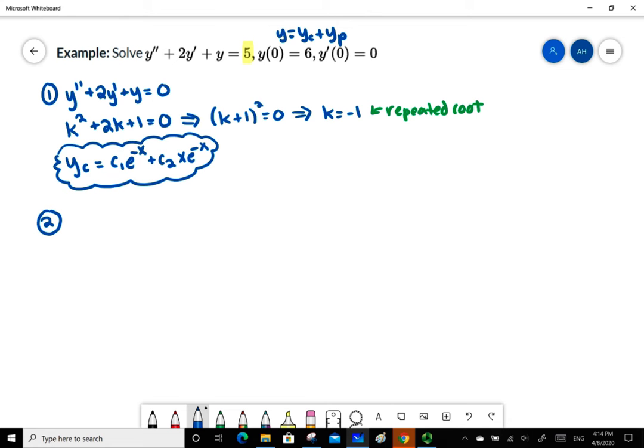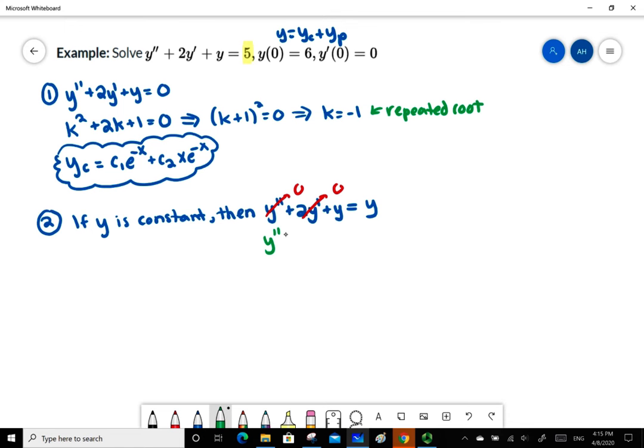After all, the first and second derivatives of a constant function are both 0, so if y is a constant, then y double prime plus 2y prime plus y will just equal y. Once we realize that y double prime plus 2y prime plus y equals y for a constant function, then it's clear that if we want it to equal 5, then we should use yp as the constant function 5.